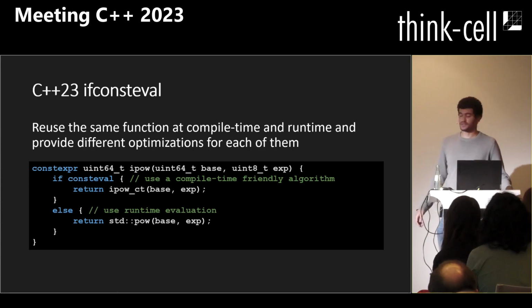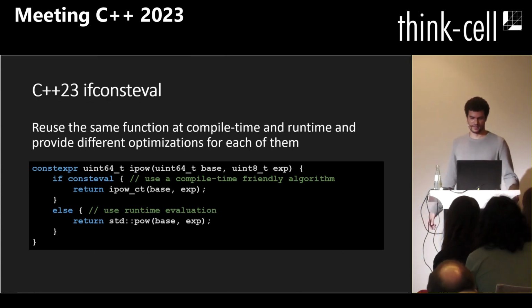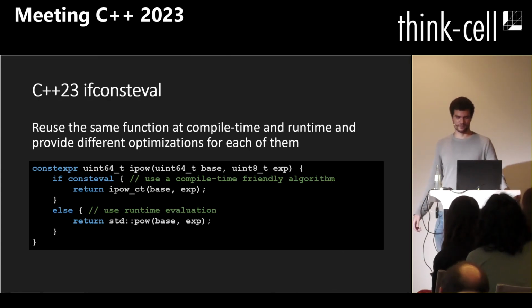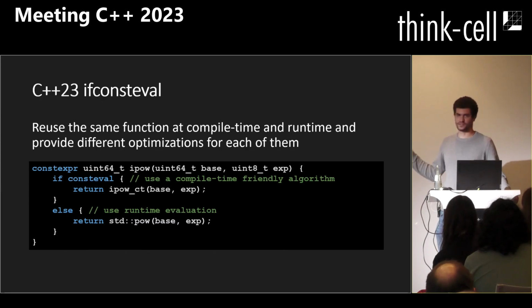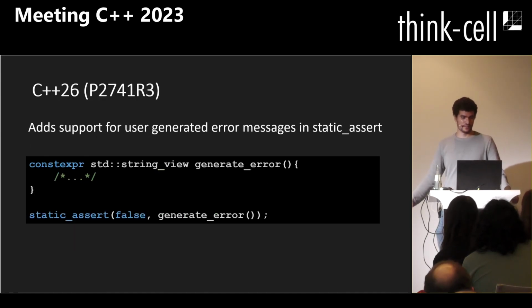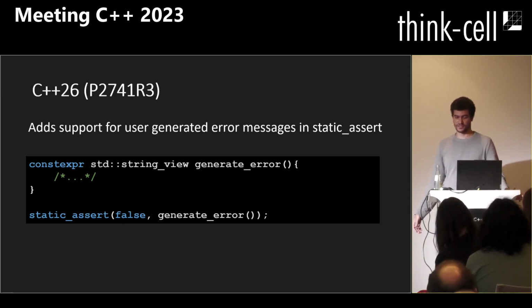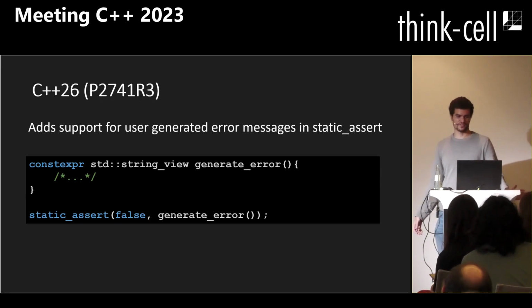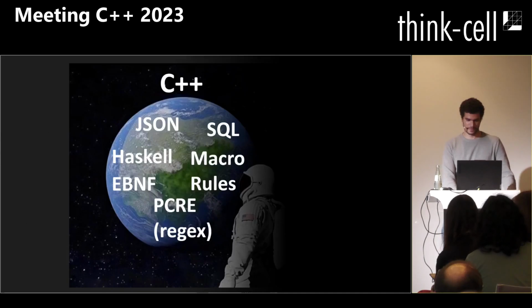For example, in C++23, we get the if consteval keyword, which checks if a function is executed at runtime or compile time. And we can use it to have a different implementation for the environment it executes in. And as far as I know, in C++26, we should have support for user-generated error messages in static assert. So we can generate better error messages for compile time parsing errors.